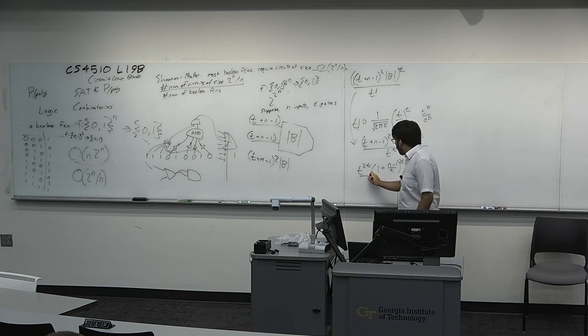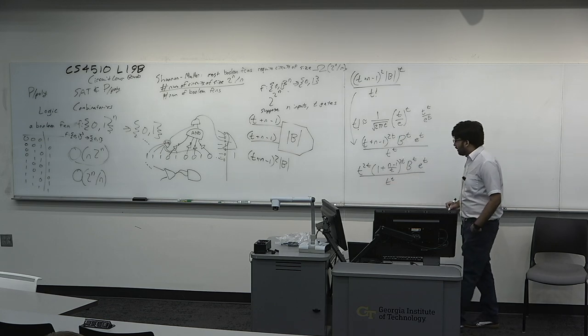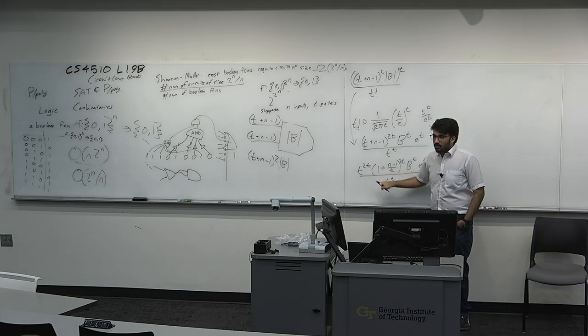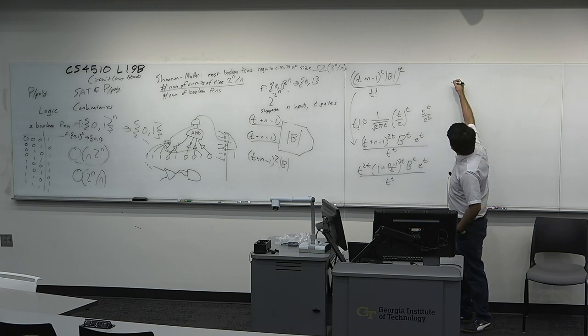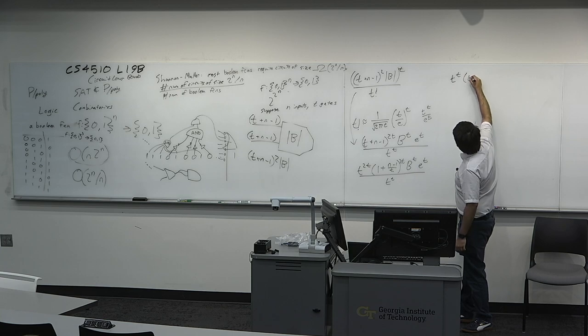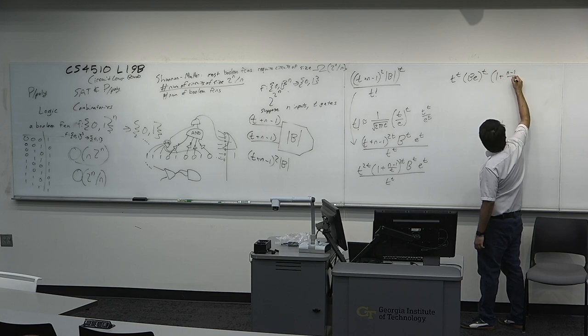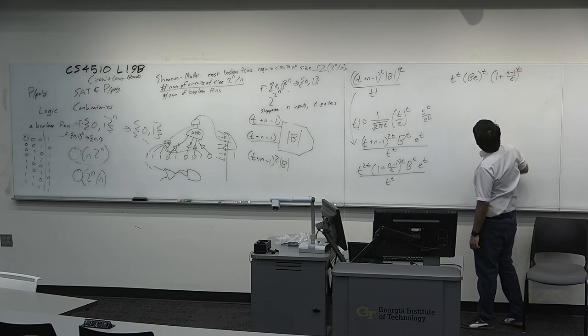And this is still all over t to the t, right? Well, I have a t to the t and a t to the 2t. 2t minus t is t. So I have a t to the t. That's going to give me t to the t, 1 plus n minus 1 over t to the t, right?